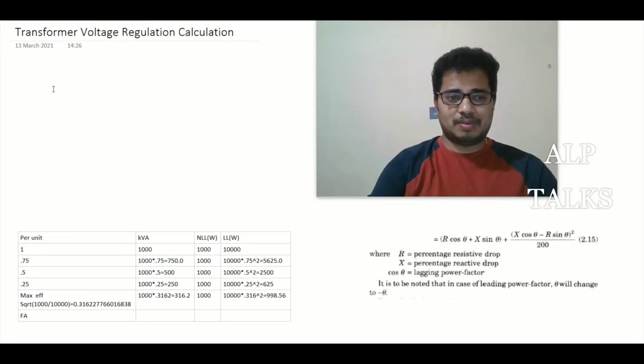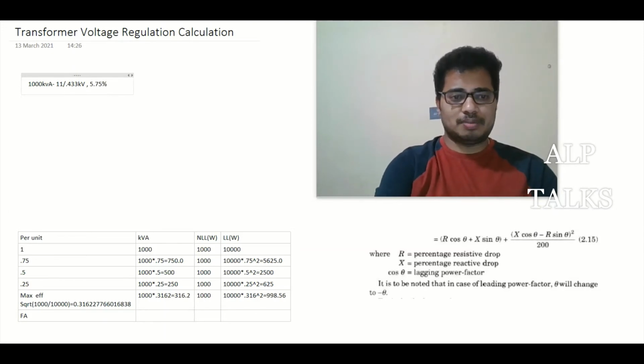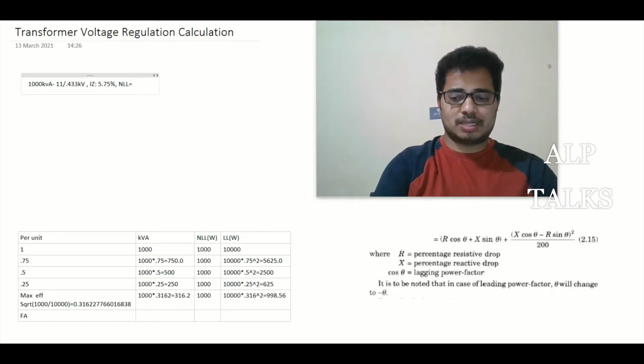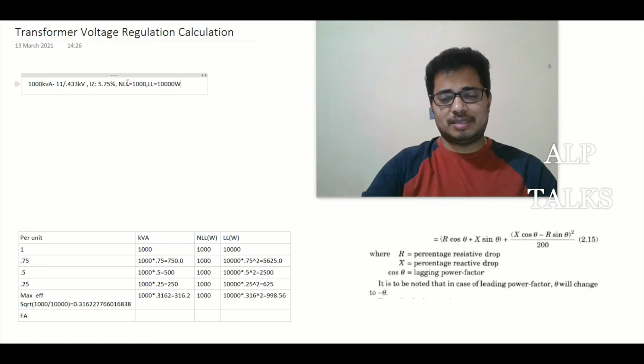In the same way as we discussed in the efficiency video, I am taking a 1000 kVA transformer, 11 by 0.433 kV. Let's think that 5.75% is the impedance of this transformer. Similarly, the no load loss is 1000 watts, and the load loss is 10,000 watts. So how to calculate the regulation?